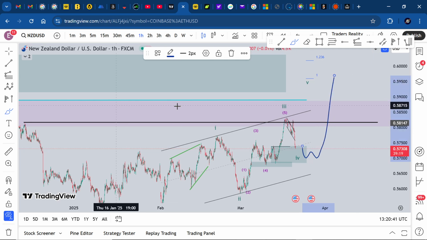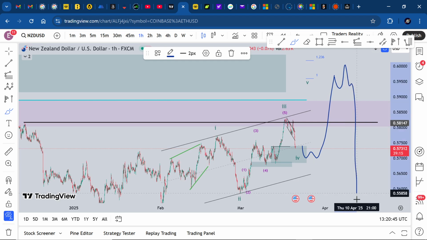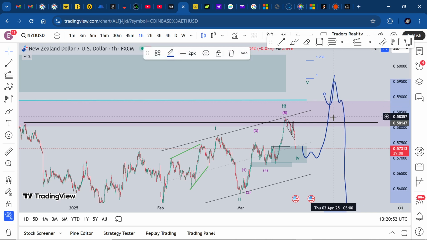Take out that liquidity into the supply, and then we could look for selling for, say, a 2 wave. At the same time, remember, we don't expect it to hit that 1-to-1.